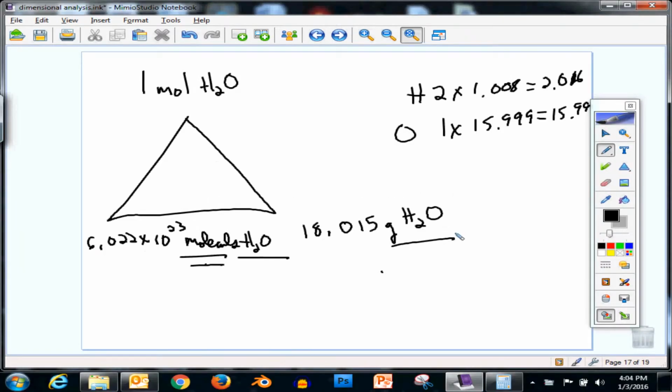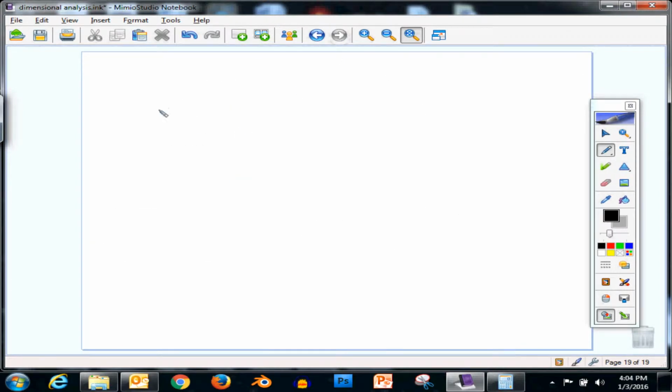So let's start with one that we already have. We're going to do some with water because we've already done that triangle in a previous video. If you don't remember, here it is. 1 mole of H2O is equal to 18.015 grams of H2O, which is this many molecules of H2O. Okay, so that's our triangle.